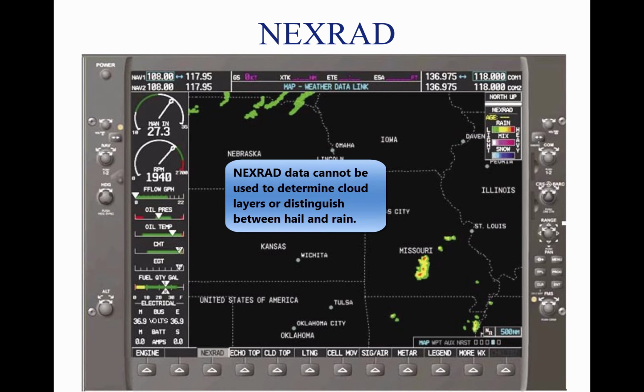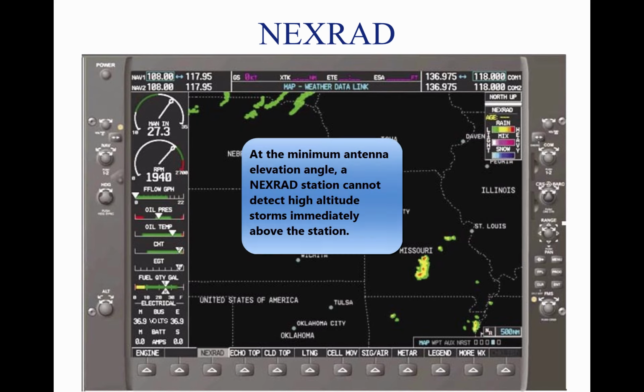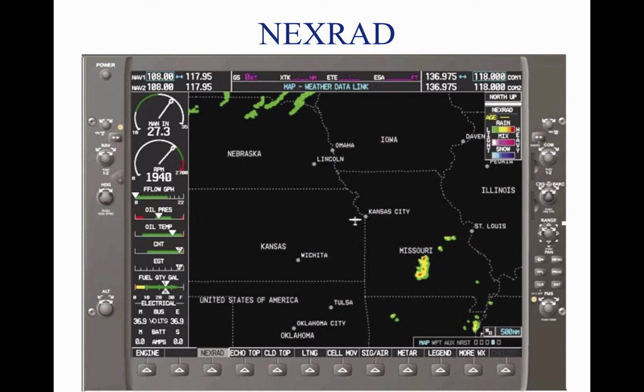The NEXRAD base reflectivity does not provide adequate information from which to determine cloud layers or type of precipitation with respect to hail versus rain. Therefore, a pilot may mistake rain for hail. In addition, the base reflectivity is sampled at the minimum antenna elevation angle. With this minimum angle, an individual site cannot depict high-altitude storms directly over the station. This will leave an area of null coverage if an adjacent site does not also cover the affected area.